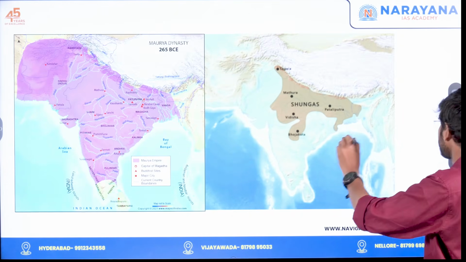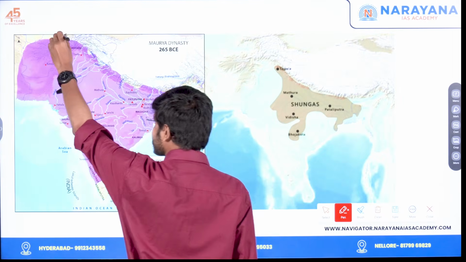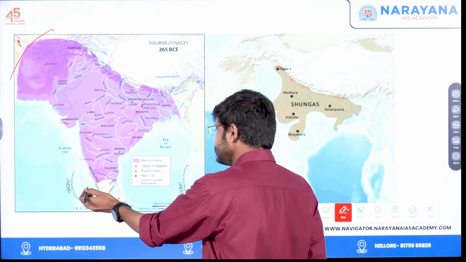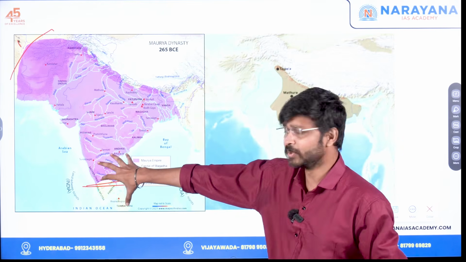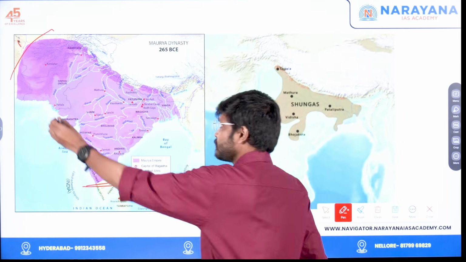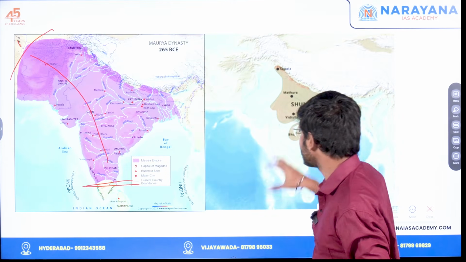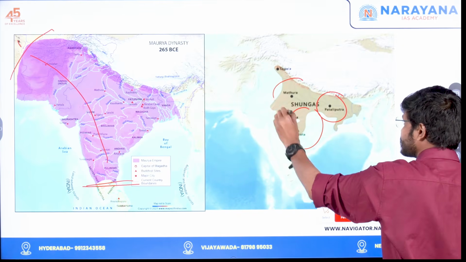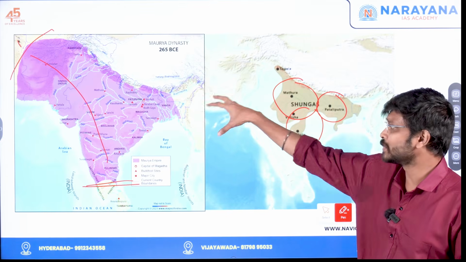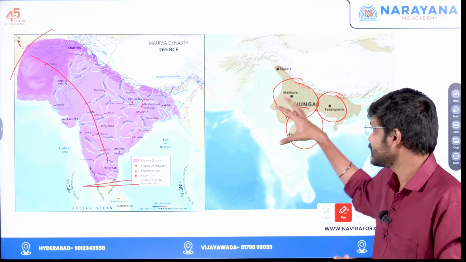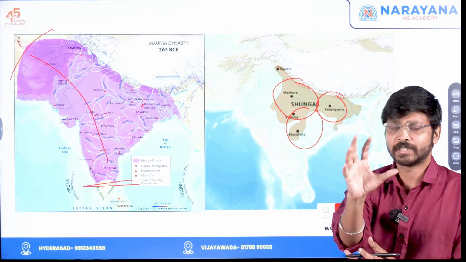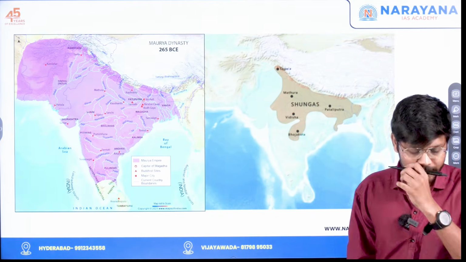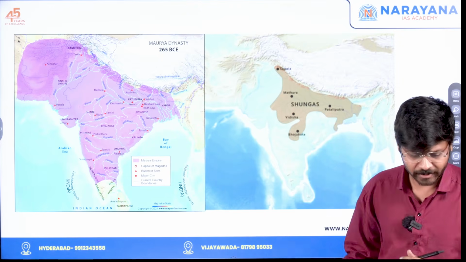This is Mauryan Empire before the invasions. It stretched from the northwestern part of present India till the southern part, especially above the Keralaputra region. So this was the vast expanse of the Mauryan Empire. And see Sunga. Sunga was only in some parts of central India, eastern India, as well as some parts of northern India. So the Mauryan Empire completely collapsed, and Sunga became one of the most successful rulers who was able to use the advantage of it.